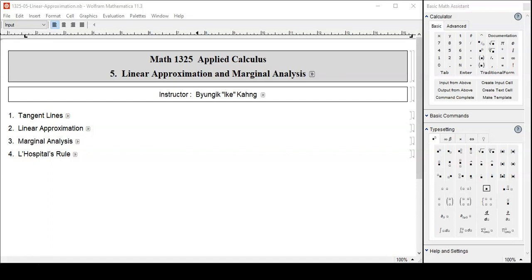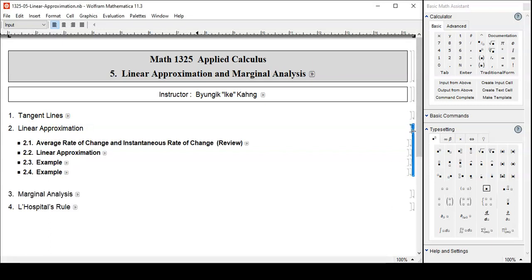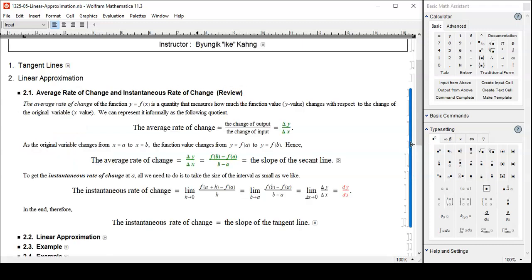Hello students, welcome back. We went through the tangent line and we saw some pictures that indicate the tangent lines are the best linear approximations. Remember that, and we're going to use some tangent lines here. The theory of tangent line begins from this.